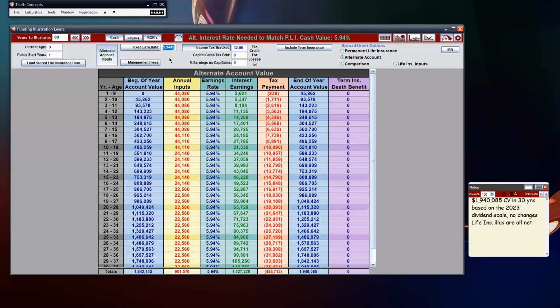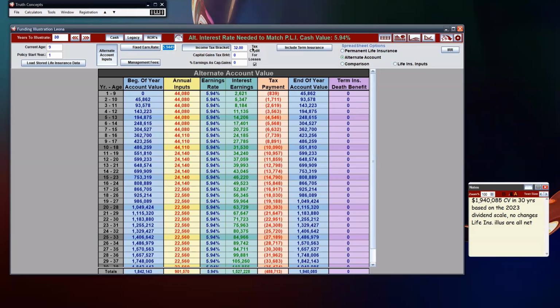Earning 5.94% every single year, paying the taxes out of the account, at the end of the time frame we see we would end up with the same $1,940,085. So while that's not the internal rate of return on the life insurance policy, the life insurance policy earned the equivalent of 5.94 when compared to another asset that is taxable at a 32% marginal bracket.